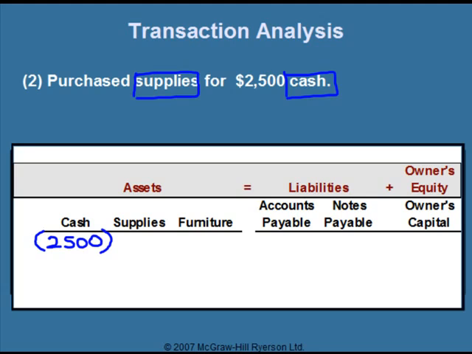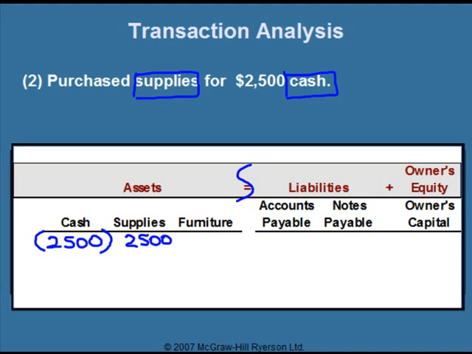The other account that's changing is the supplies account. So I'm going to put the $2,500 under the supplies column. And that means that the company has $2,500 more supplies than it did before. So that means that account is increasing.